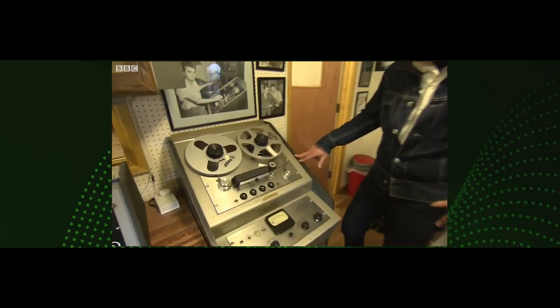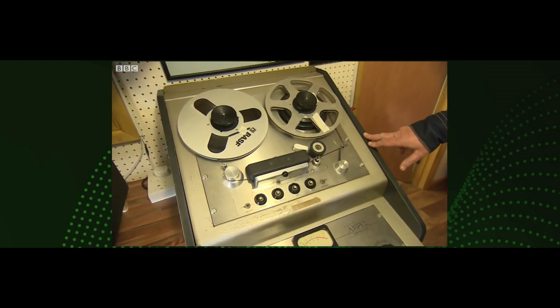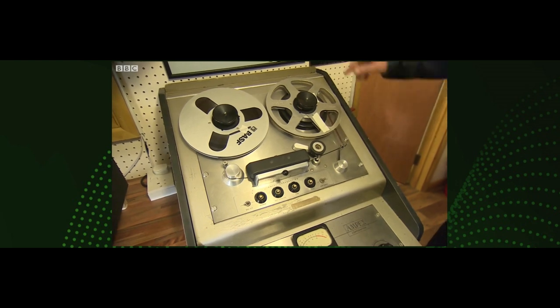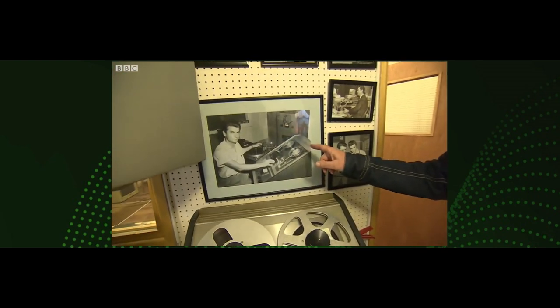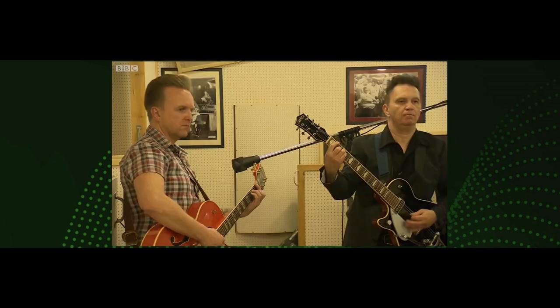This is what they call an Ampex 350, which is a 1950s, mid-50s tape recorder, and it was the same model that Sam Phillips used here at Sun Records to record Elvis Presley on.